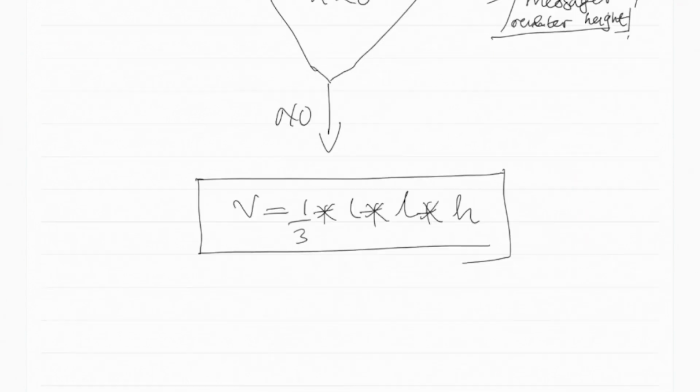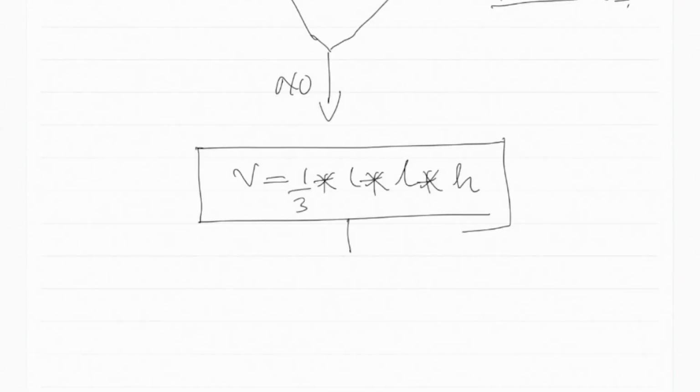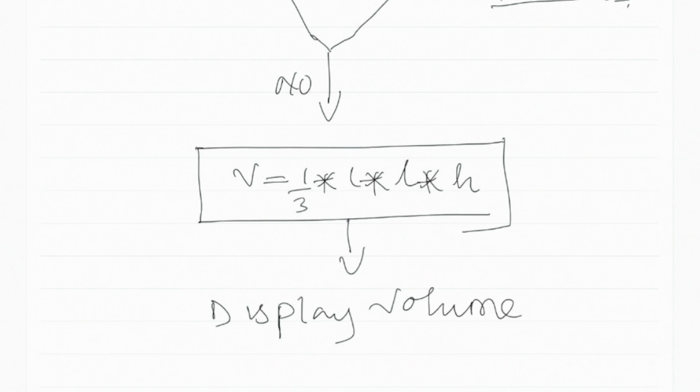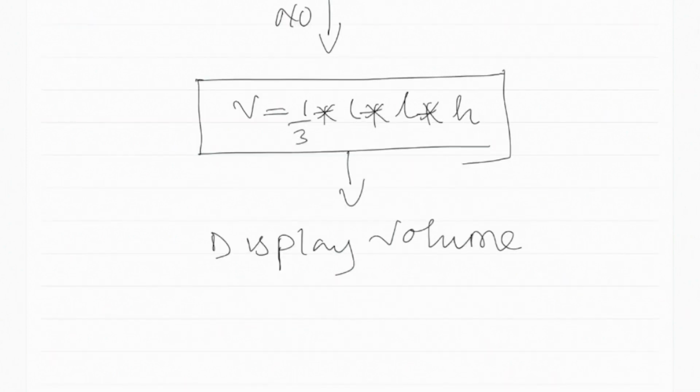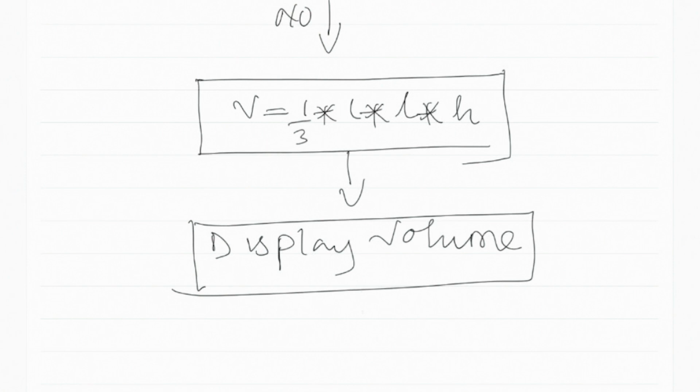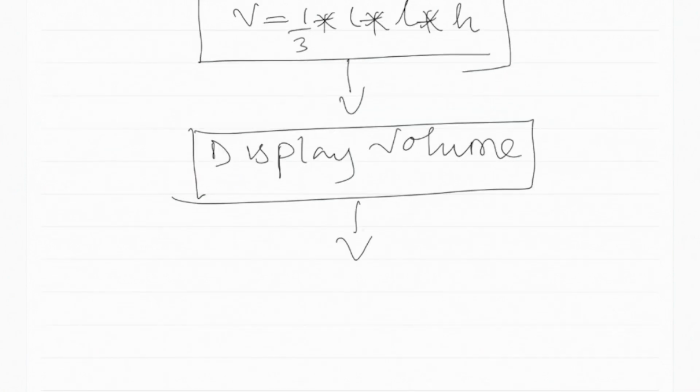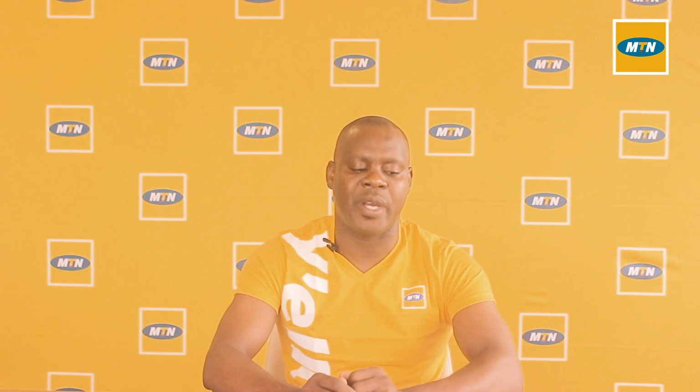Then from there, you simply go straight to display the volume, which you've now found as the answer. Now, when the volume is displayed, what is our next step? You've simply ended the whole process. And that's how simply you are expected to work on this question.